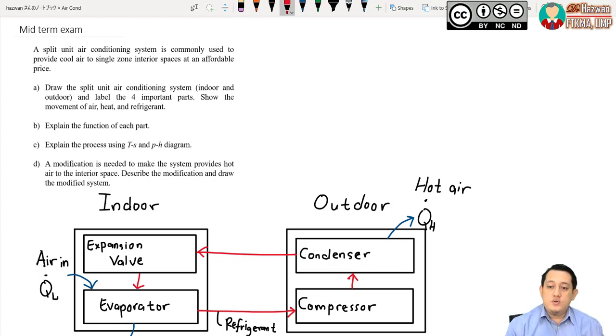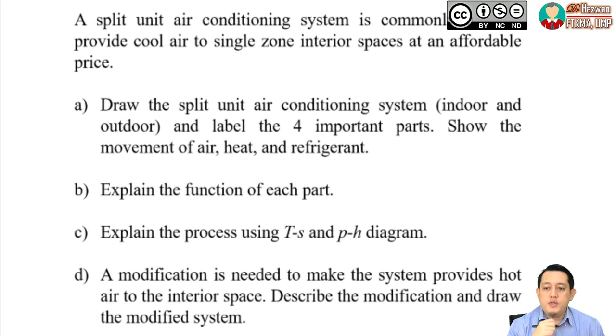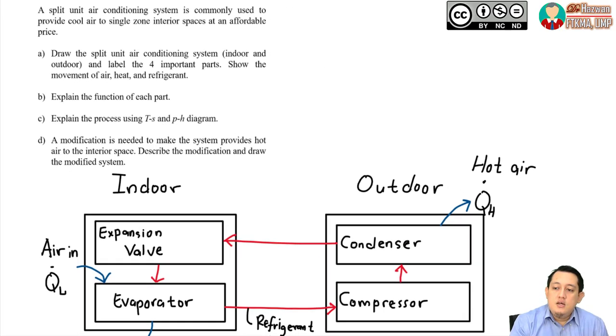So let's look at question number 1. A split unit air conditioning system is commonly used to provide cool air to single zone interior spaces at an affordable price. Part A: draw the split unit air conditioning system, indoor and outdoor, and label the 4 important parts. Show the movement of air, heat and refrigerant. For this question, the mark is 15 marks.